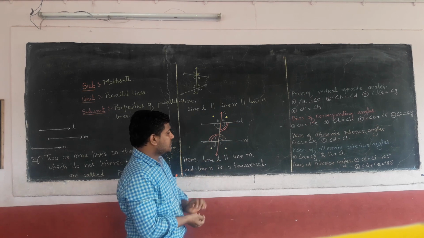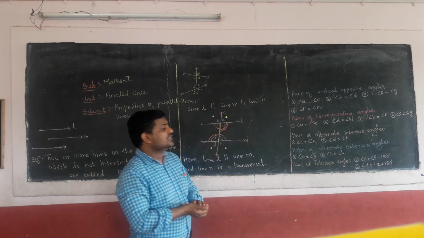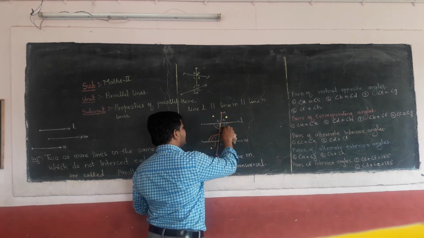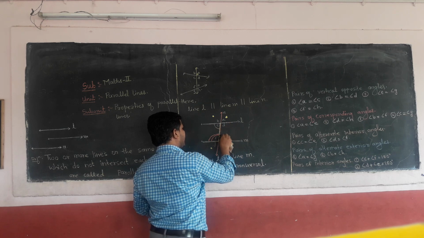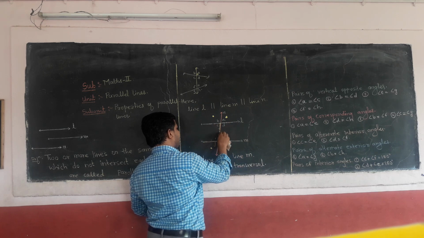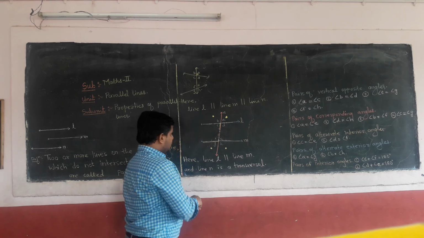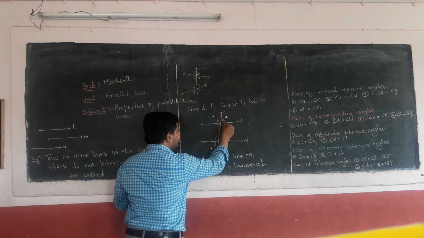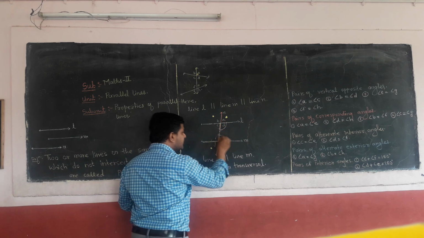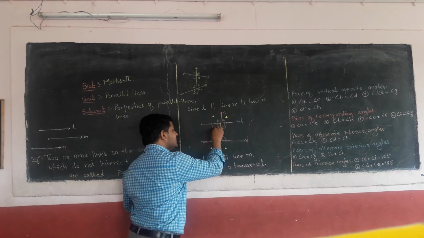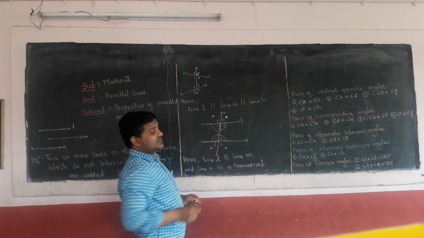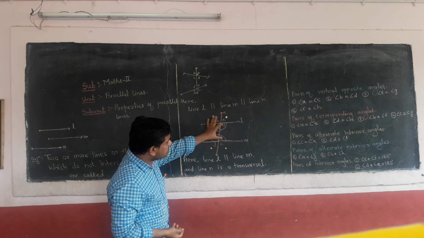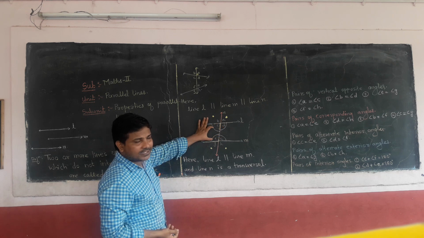Understood? Next, pairs of interior angles. You can see here the interior angles. These are the interior angles: angle D and angle E, angle C and angle F. These are pairs of it. This one is one pair of interior angles and this is another pair of interior angles.